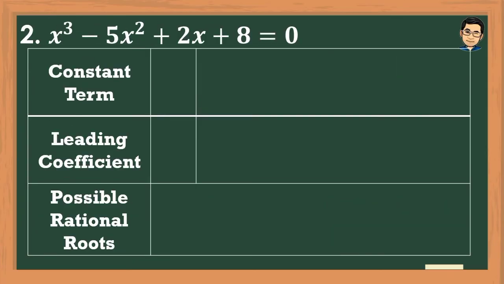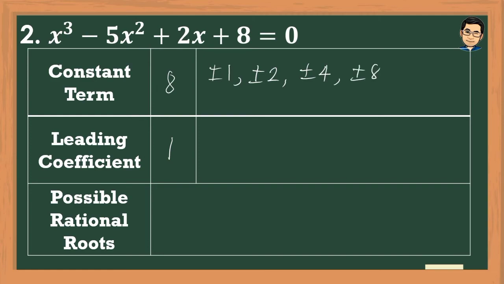So, let's have number 2. X cubed minus 5x squared plus 2x plus 8 is equal to 0. So, our constant term is 8. And then, the leading coefficient is 1. Okay? So, what are the possible factors of the constant term 8? So, positive, negative 1, positive, negative 2, positive, negative 4, and then positive, negative 8.